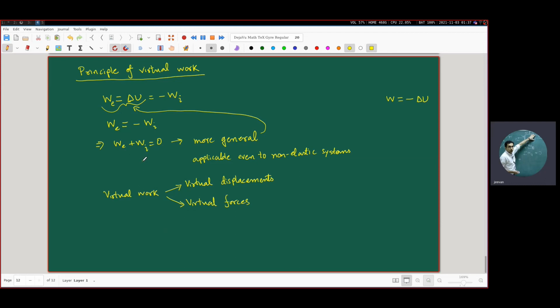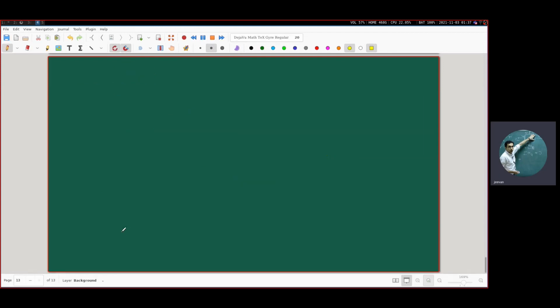Okay, so statement wise there is not much difference, but in terms of how you interpret it and how you actually use it to solve the problems, it makes a world of difference between the real work and the virtual work, and you will see that. Yeah, I mean, shortly you will see that. So let me go to the next page.